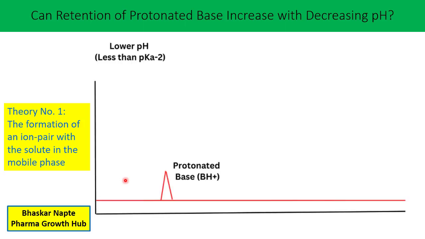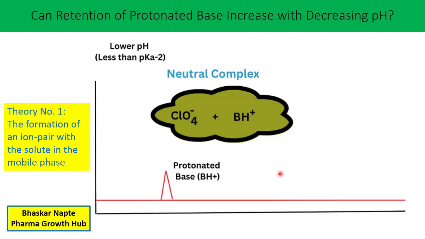Let us assume a situation where you have a very low pH value, less than the pKa minus 2, and in that situation your base is going to get protonated, which is represented by BH plus. Suppose you add a perchlorate, and perchlorate will have ClO4 minus, plus this BH plus. So as per this theory, a neutral complex between the perchlorate ion and the protonated base is going to form.